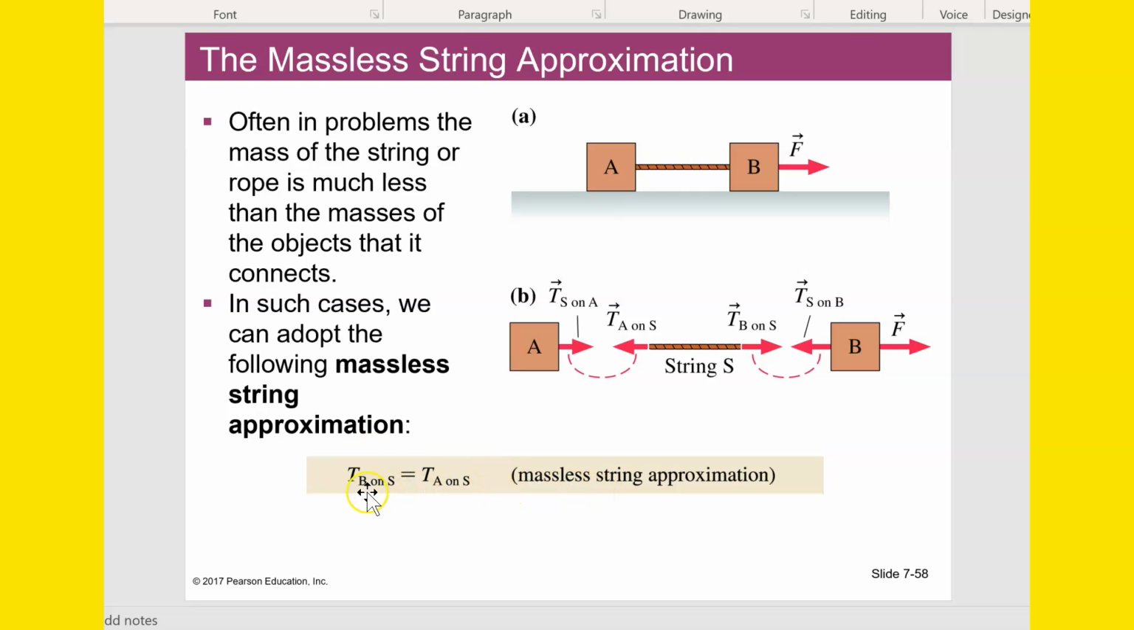When we have a massless string approximation, it means that the tension of object B on the string is the same as the tension of object A on the string, and that will always be the case. The tension of object B on the string and the tension of object A on the string are always going to equal each other when we assume that the string has no mass. Now, when we assume the string does have mass, which we may cover a little later, like if it's a chain or something that has some significant mass to it, then we'll have to reanalyze this, but don't worry about that for now.